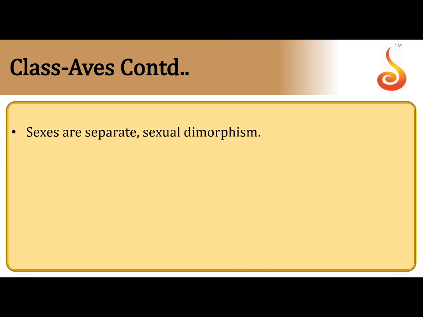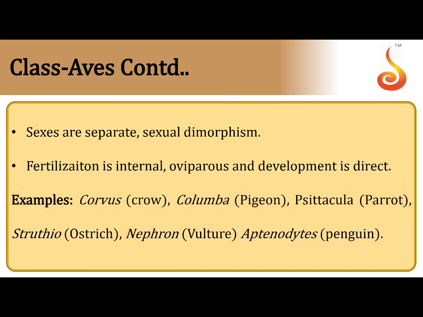Sexes are separate. Sexual dimorphism is seen. We all have seen a peacock and peahen. We can easily identify a cock and a hen because they look pretty different. This differentiation is called sexual dimorphism. In the case of reptiles, sexes were separate, but we could not make out which is a male reptile and which is a female reptile. Fertilization is internal, oviparous, and development is direct. So these organisms again lay eggs.